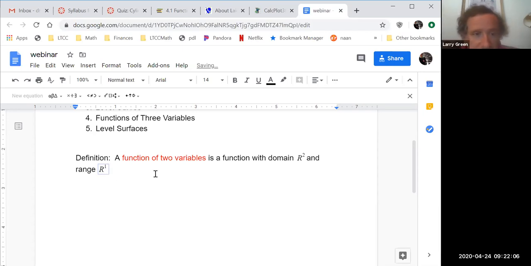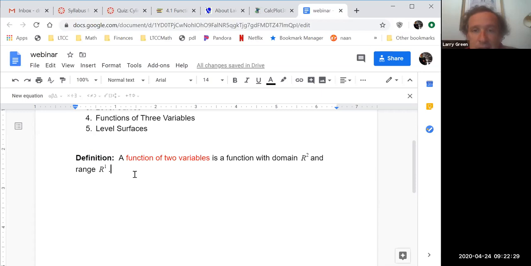Sometimes you just say R, but I'm going to emphasize that this is R1, juxtaposing it from R2. So again, to define a function, you need a domain, you need a range, and you need a rule. There are many examples of functions of two variables, but they all have domain R2, and actually technically a domain that is a subset of R2, and range a subset of R1. Any questions on the definition?